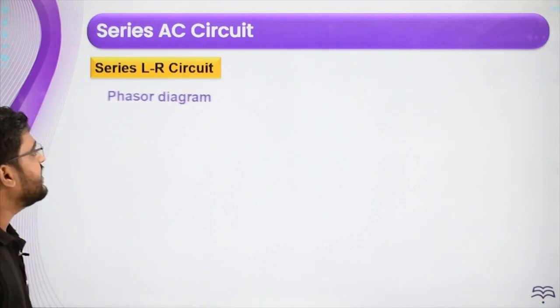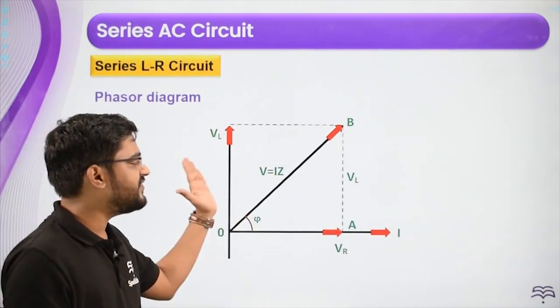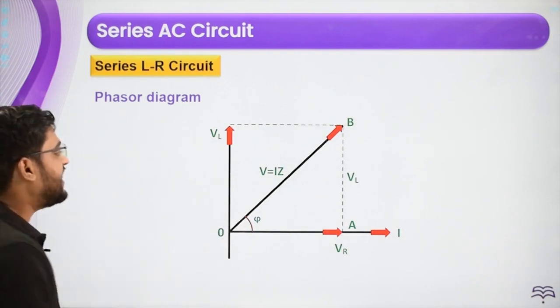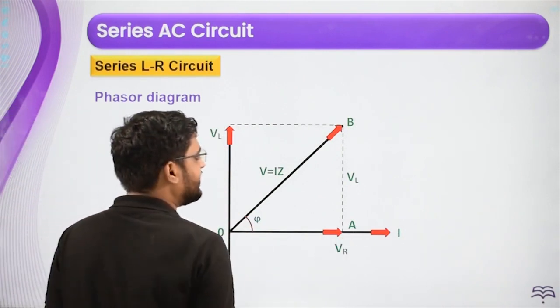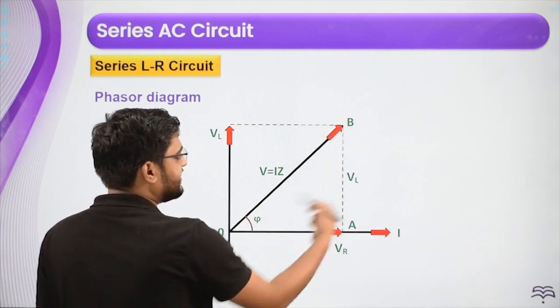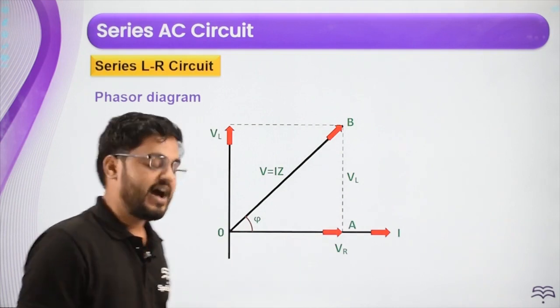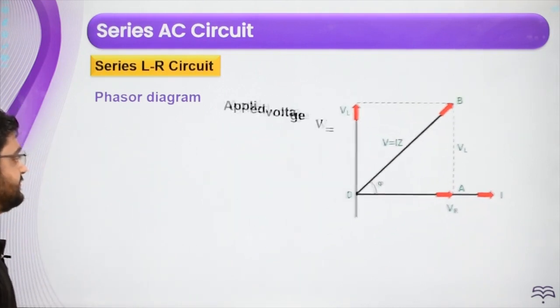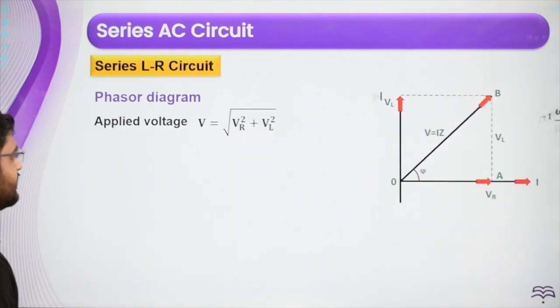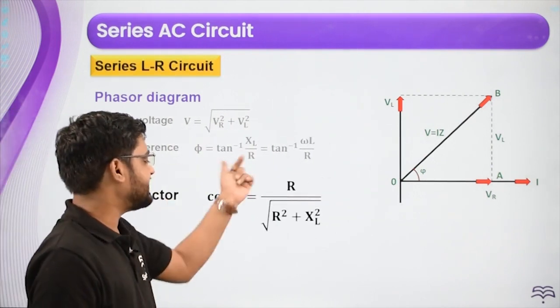And what about phi? If we go about the phasor diagram, here the angle is somewhere between 0 and 90, right? So VL is always drawn here, VR is here, and the resultant V will be somewhere here. And this angle is phi, which is nothing but tan inverse VL by VR or XL by R, because I is common. So it is tan inverse XL by R.